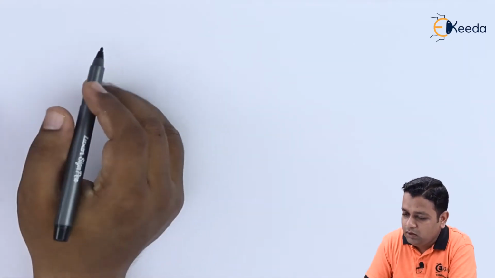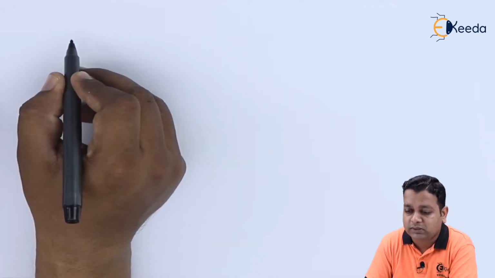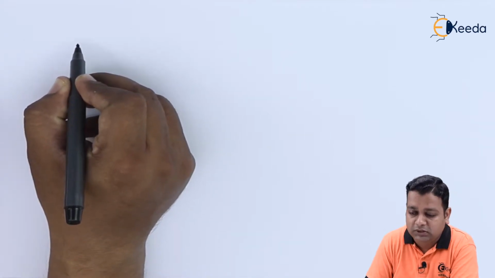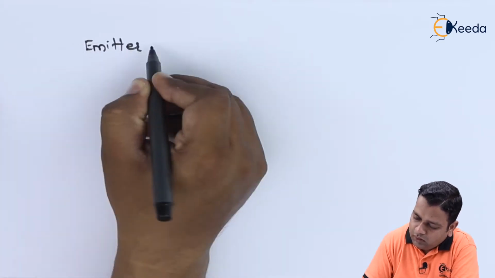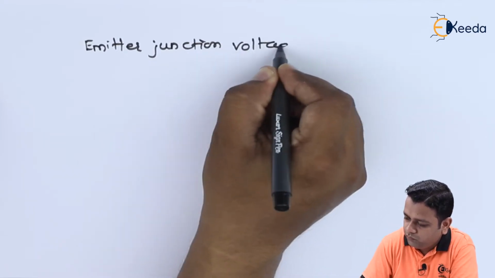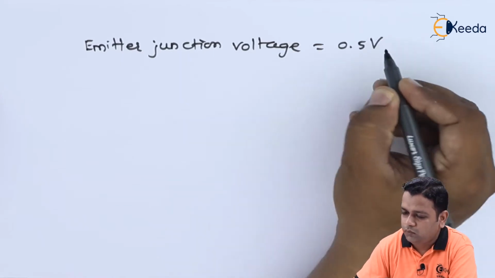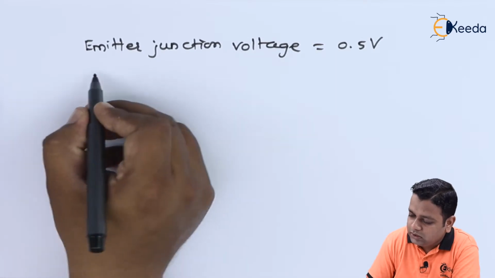Now we have only the last three parameters to be identified. So here we start with V suffix E. V suffix E in the problem statement is nothing but the voltage with respect to the emitter junction. Hence I mention here it is the emitter junction voltage. The value provided is 0.5 volts. Whereas next to that we have the collector junction voltage.